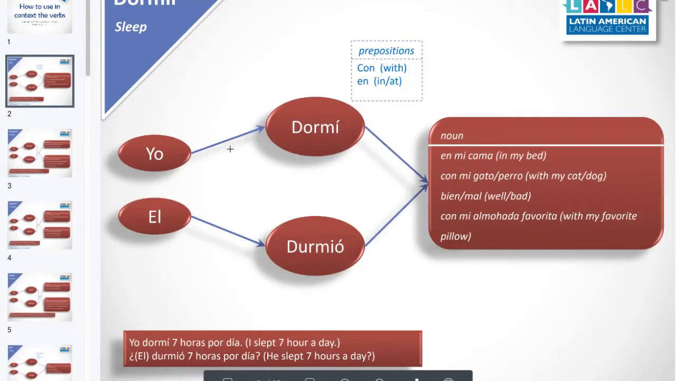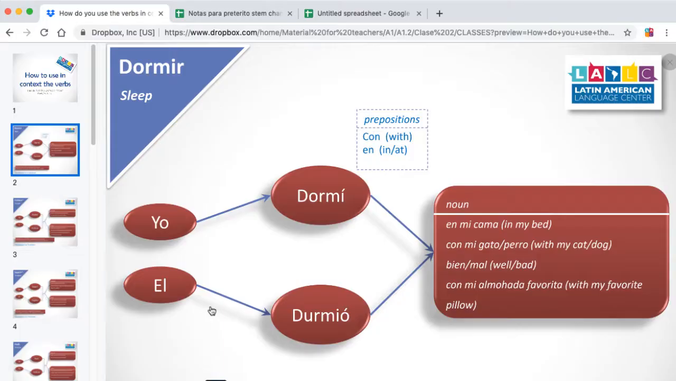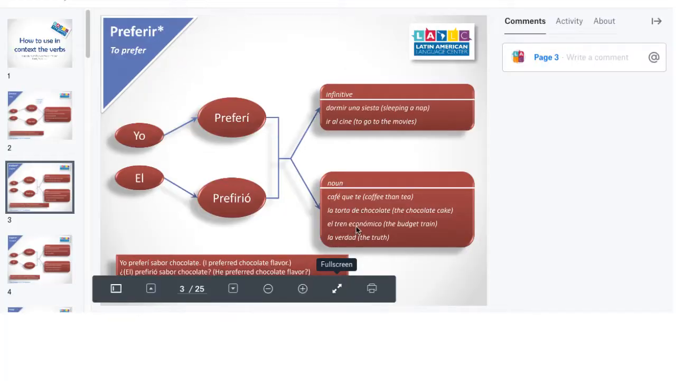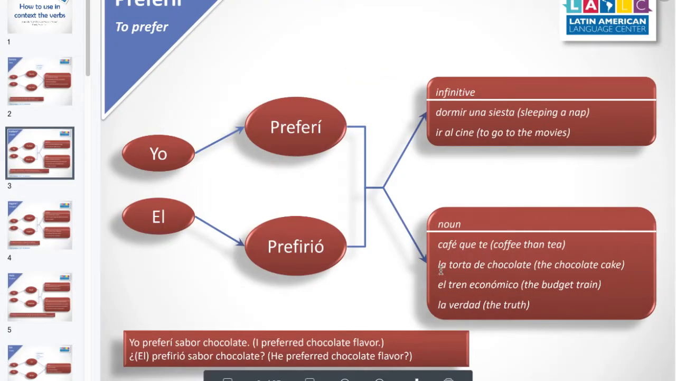So you see, you can say, yo dormí en mi cama con mi gato 7 hours, él durmió, you see? And then you add yesterday and so on. Then here you have the verb preferir, right? Él prefirió, you see, coffee than tea. He preferred the chocolate cake. He preferred to take a nap. But we use the verb in infinitive, can you see here? In English, you use the ing. We just use, I prefer to sleep, or to take a nap, okay? That's just different from English.